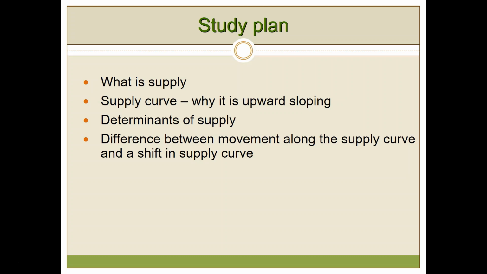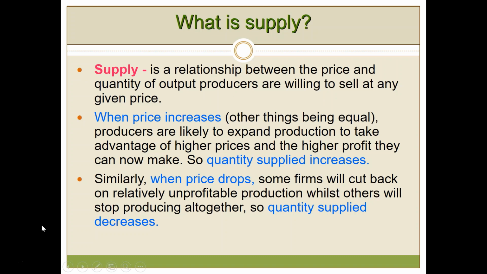These are complete basics which you need to be very comfortable with to ensure that you are able to use the demand and supply model effectively. So please make sure that you understand every single aspect from today's lecture. So let's proceed. Supply is simply a relationship between the price and quantity of output which producers are willing to sell at each and every price.